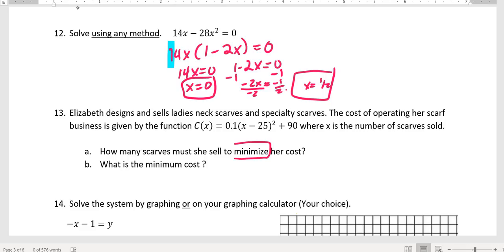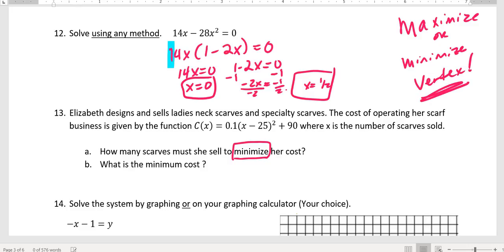Whenever you see the word minimize or the word maximize, you know that it's a vertex. Let me just remind you of that. Whenever you see maximize or minimize, you're looking at the vertex, right? That's the maximum or minimum point. So you want to review the formulas for maximum and minimum for the vertex, right?